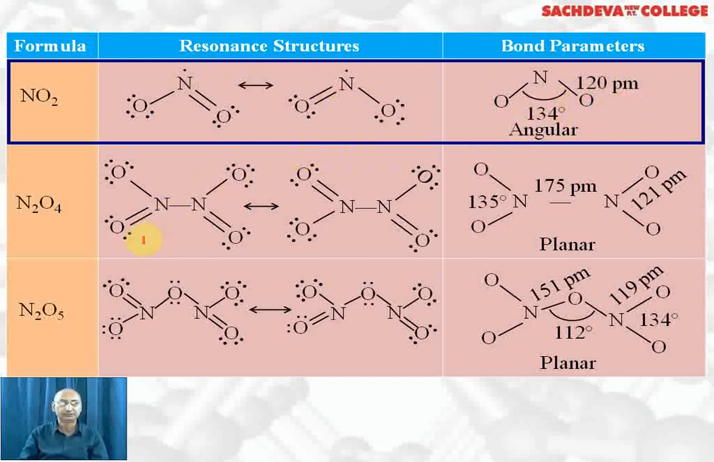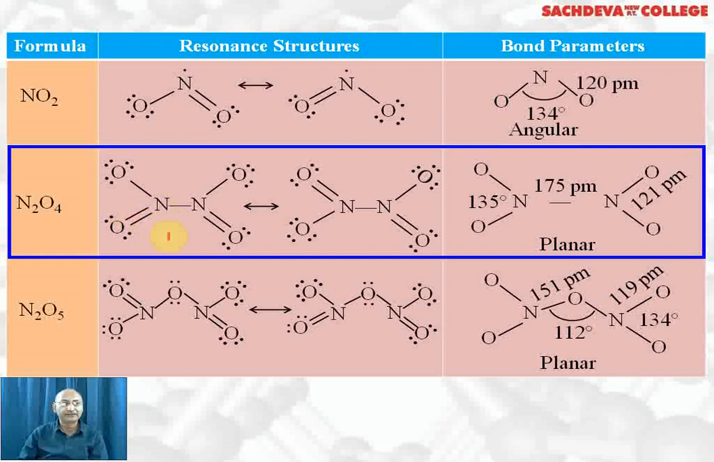Hybridization is sp2. In N2O4 we have this double bond, here a double bond, this is a coordinate bond, this is a coordinate bond. In the resonating structure, this will become a coordinate bond, this will be a coordinate bond, this is a double bond, this is a double bond. Bond lengths become equal due to resonance. Bond angle is 135 degrees. Bond length here is 175 picometer. Remaining all bonds, NO bonds, are 121 picometer. Each nitrogen is sp2 hybridized, so it is planar in shape.